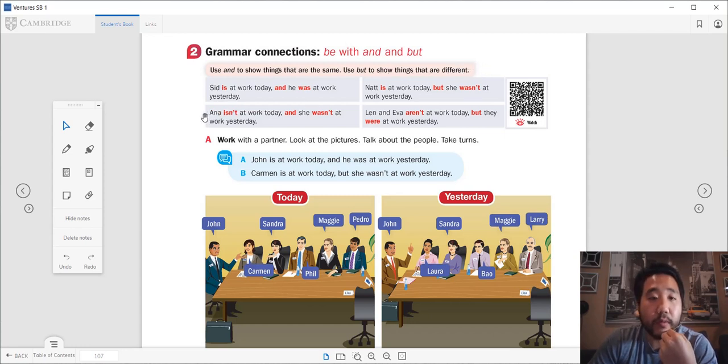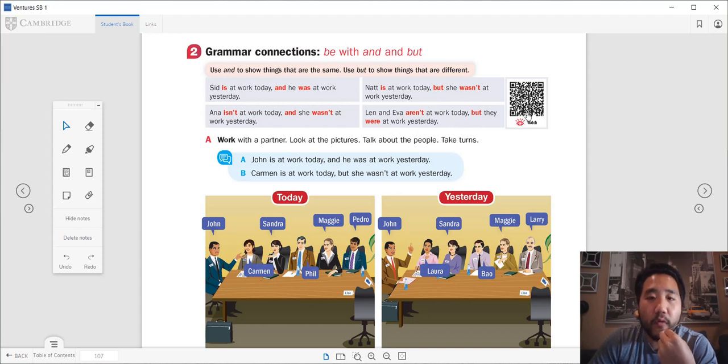So let me read this one really fast. Sid is at work today, and he was at work yesterday. Nat is at work today, but she wasn't at work yesterday. Anna isn't at work today, and she wasn't at work yesterday. Len and Eva aren't at work today, but they were at work yesterday.